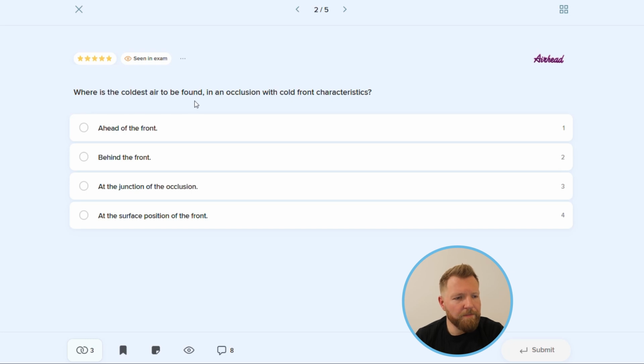Question number 2. Where is the coldest air to be found in an occlusion with cold front characteristics? Ahead of the front, behind the front, at the junction of the occlusion, at the surface position of the front.